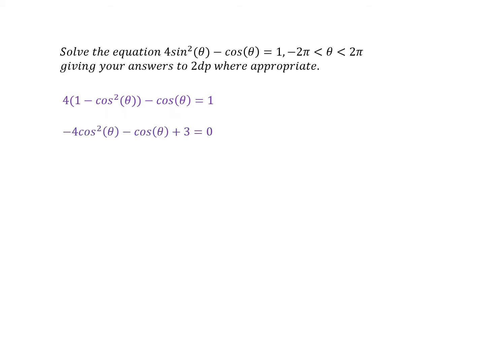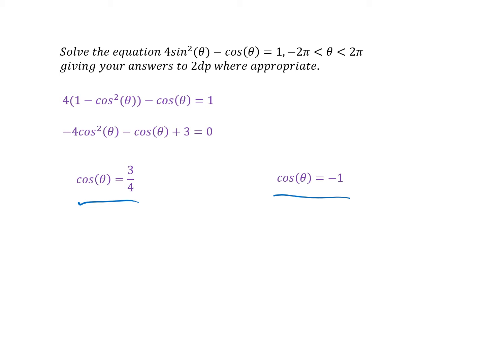And then solving that as if it was a quadratic, which it is, it's a quadratic in cos theta rather than a quadratic in, let's say, x or whatever. I get two values for cos theta, 3/4 here and -1 here.